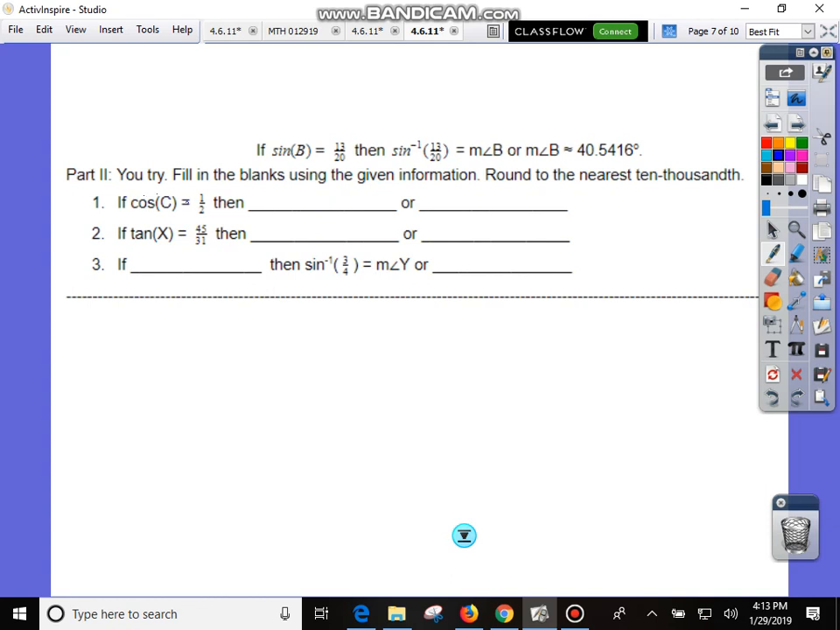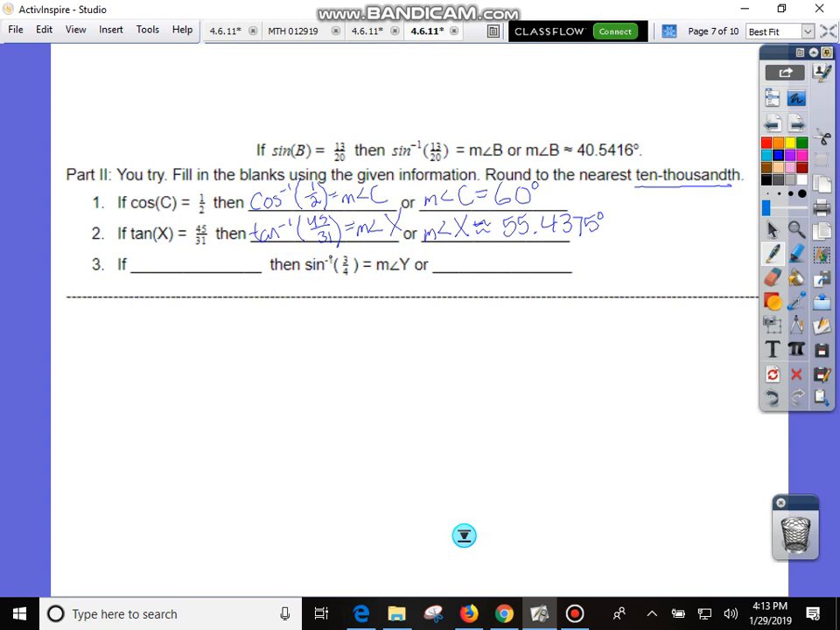So if the cosine of C is equal to 1/2, then the inverse cosine of 1/2 should be equal to the measure of angle C, or the measure of angle C is equal to, we should have gotten exactly 60 degrees. If tangent of x is equal to 45 over 31, then the inverse tangent of 45 over 31 should be equal to the measure of angle x. Again, if you type this in, the inverse tangent of 45 over 31 should have come out to 55.4375 degrees. That's the nearest 10,000th if you see that there.